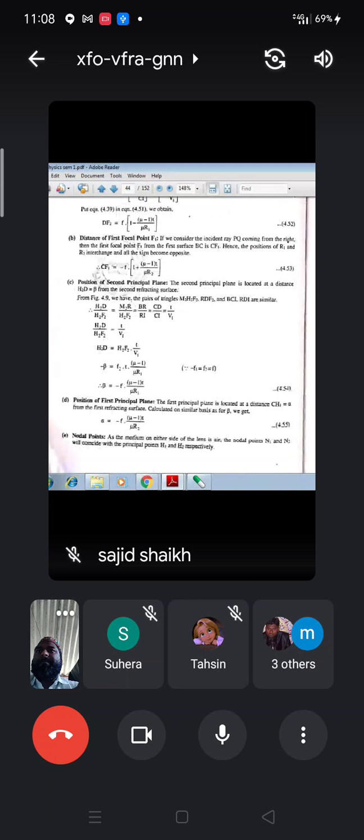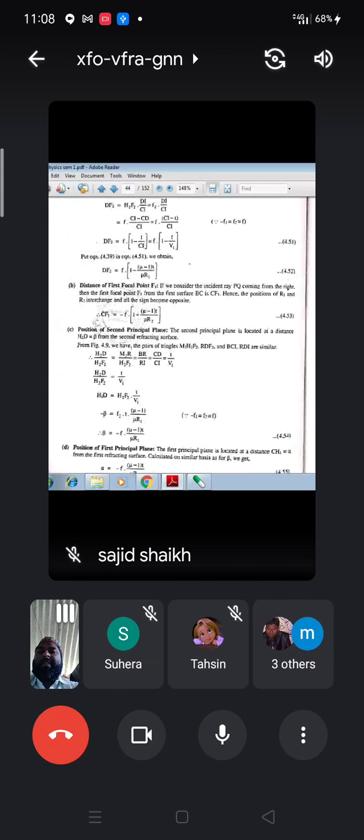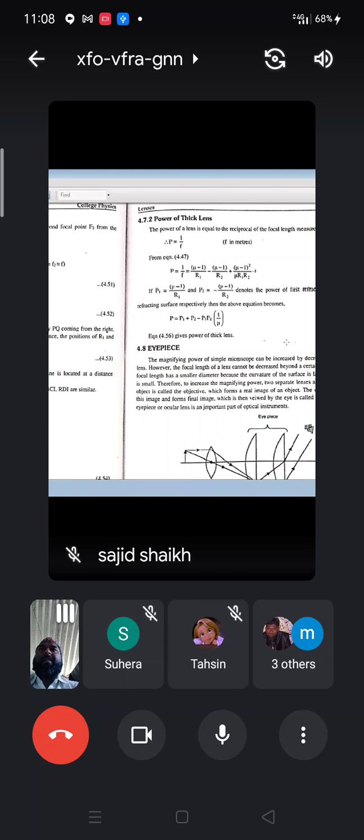The power of a thick lens is given by the reciprocal of the focal length measured in meters. That may come for the MCQ. The power of the lens is equal to the reciprocal of the focal length measured in meters. This is about a few parts of this unit 2. The remaining part we will see in the next lecture.